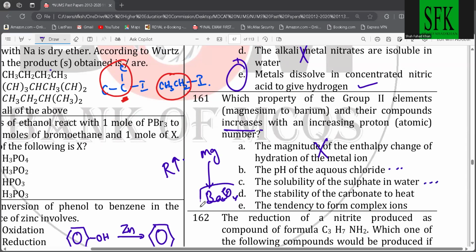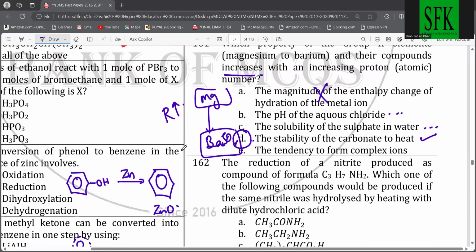Barium sulfate is the least soluble. Magnesium sulfate is the most soluble. Then the stability of the carbonate to heat, yes, that increases. Going down the group, it increases. And tendency to form complex ions has nothing to do with it. So yes, the stability of the carbonate does increase. This is the only one. Option D is the only one that is correct, because going down the group, polarizing power increases, charge density increases, and hence the bond becomes stronger.